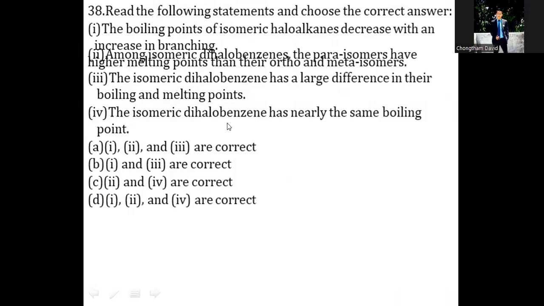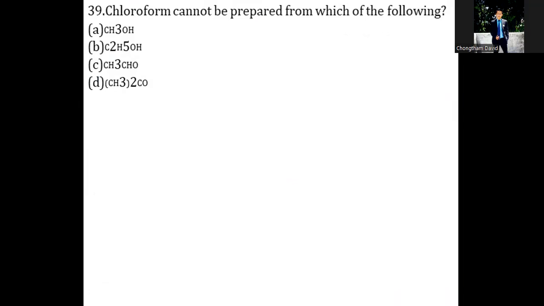So 1 is correct, 2 is correct, and 4 is correct. D will be done. Question number 39. Chloroform cannot be prepared from which of the following?